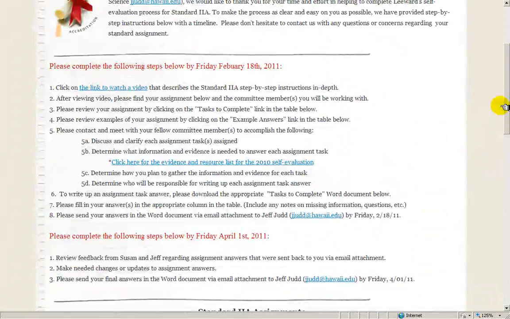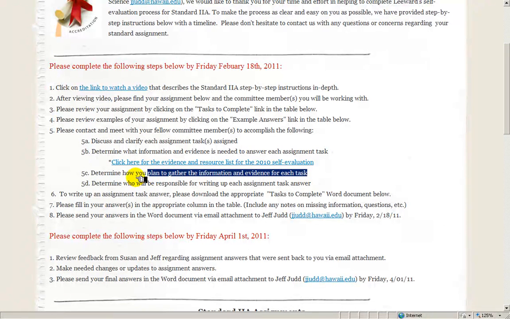Then, after you have reviewed your assignment and you've reviewed your example answers to get a better feel for them, go ahead and contact your fellow committee members and discuss and clarify each of the assignment tasks to make sure it's very clear in your head what to do, and to look for where you would get the evidence and information. So you can click on this link for Leeward's 2010 self-evaluation. Actually, I think it should be 2012 self-evaluation, sorry.